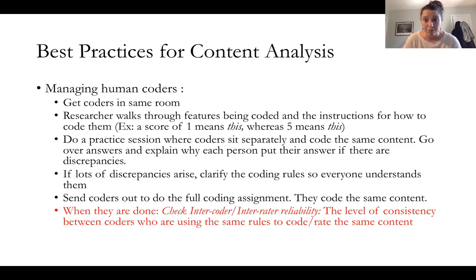Sometimes this is done in percentages. We usually like to have at least 80% agreement between the coders. That means the rules were written clearly, and when they went to go code the content, it was obvious that yes, this speech gets a 2, yes, this speech gets a 5, or whatever it is. There's a lot of agreement between different people who are independently coding.